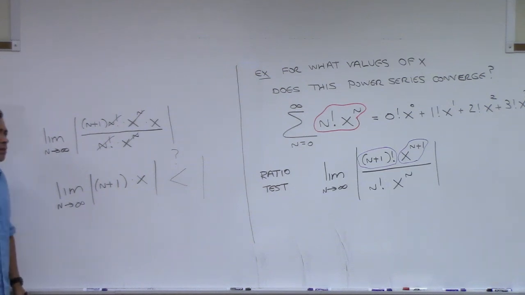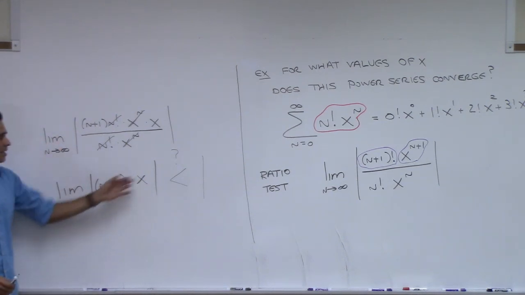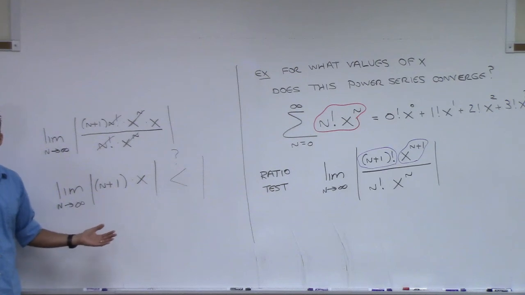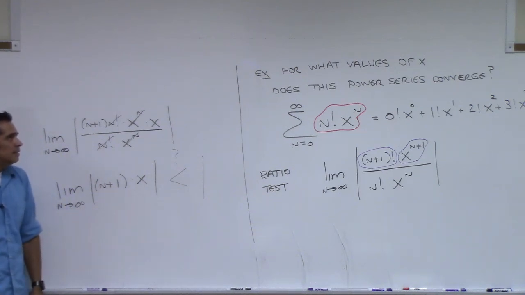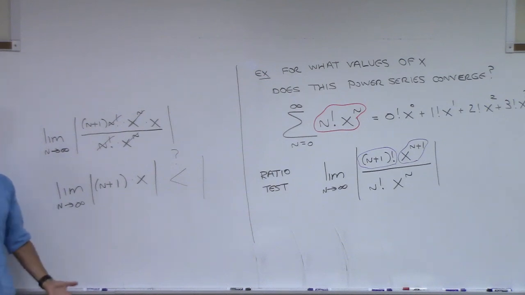So imagine right now you let x be 2. This thing's going to infinity, right? 2 times infinity, you're done. It's going to blow. It's going to be bigger than 1. It's going to diverge. If I let x be 1, still going to diverge, right? What's the only thing I can do to control this thing from blowing up? Let x be 0. That's it.